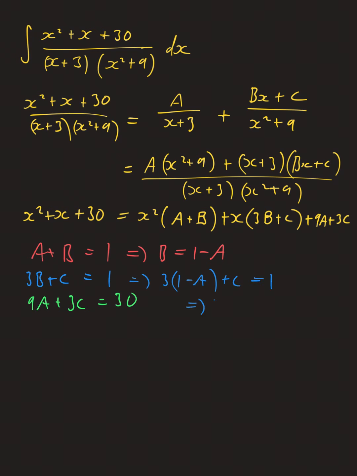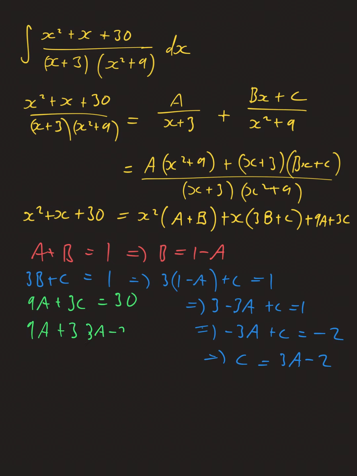Or 3 minus 3a plus c is equal to 1. Or minus 3a plus c is equal to minus 2. So now between the green equation and that blue equation, I have 2 equations with a and c that I can solve. So what I'll do is I'll take that blue equation now and I'll say that c is equal to 3a minus 2. And I'll substitute that back into the green equation to get 9a plus 3 times (3a minus 2) equals 30. And now I can solve that for a.